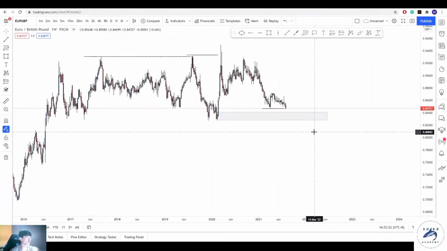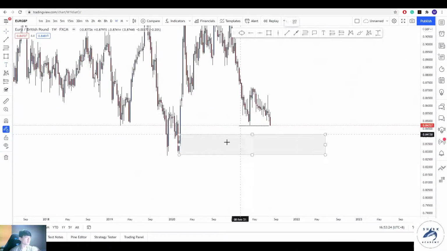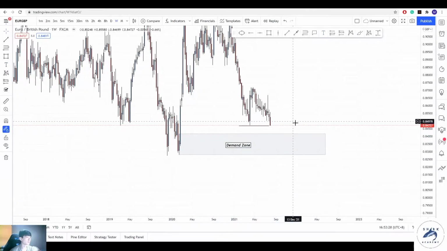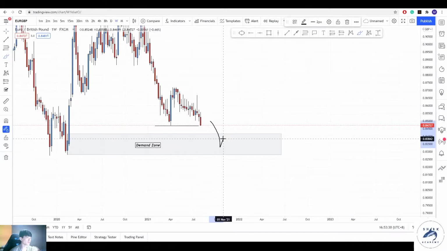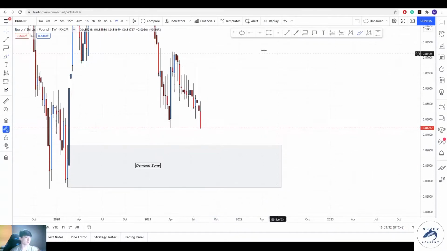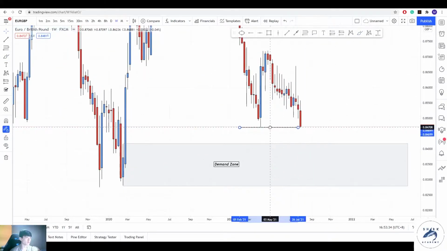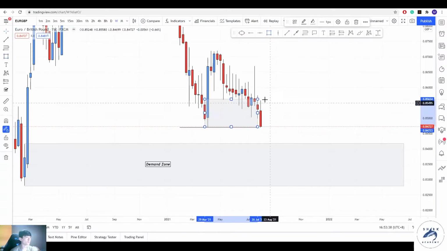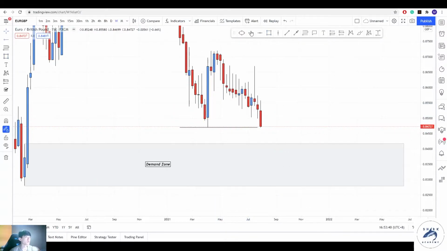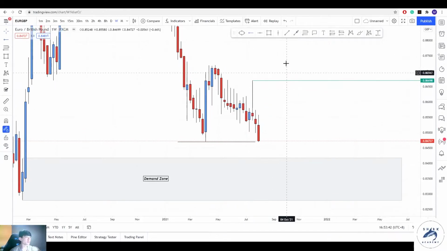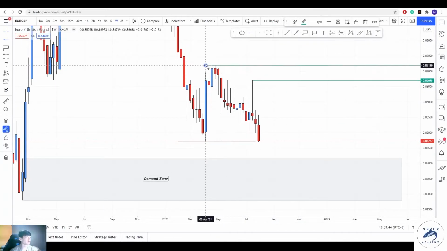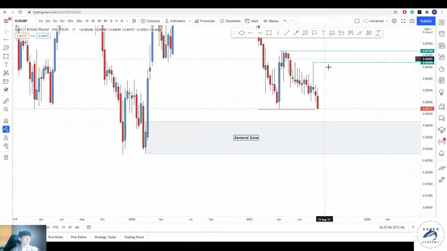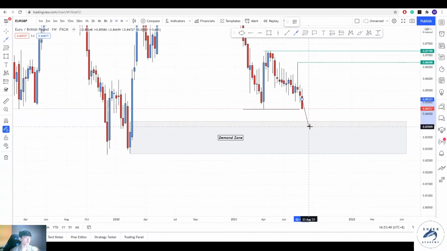Next up, we have the Euro Pound, and over here we have a demand zone, a weekly demand zone. And for prices to move into these areas, we have to liquidate this level or this low over here, which means to say that this demand zone failed to hold. So the first thing you can see would be these obvious liquidity highs that will be taken off later. And what we are expecting would be a downside move into these areas.